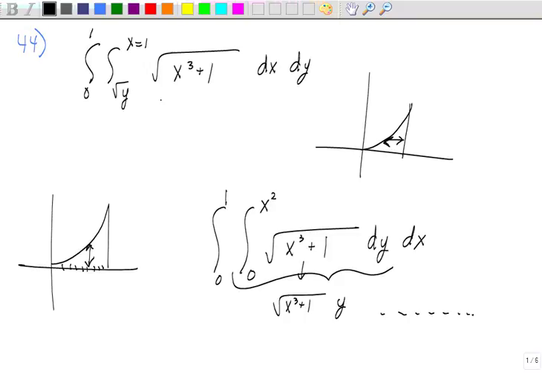So this is hard, or you can't integrate it. You have to use Maple to integrate it. Whereas if I switch the order of integration, it makes it a lot easier. Okay, I hope this helps when you try your problem.